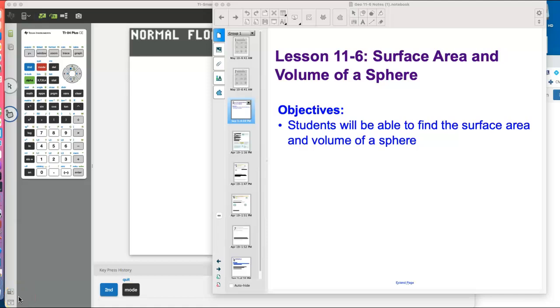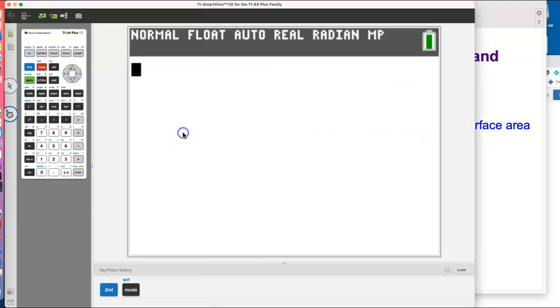11.6, which is surface area and volume of spheres, I am recording. But in order to work with that, you need to know a couple new buttons on your calculator. So whatever calculator you're going to use, I'll give you a second to find it. If you're using Desmos, which some of you do, I'll show on that one as well.